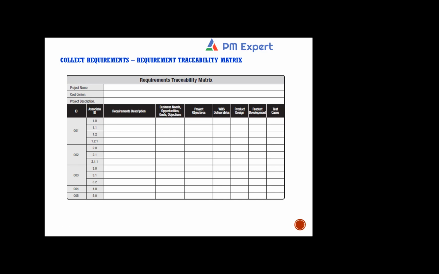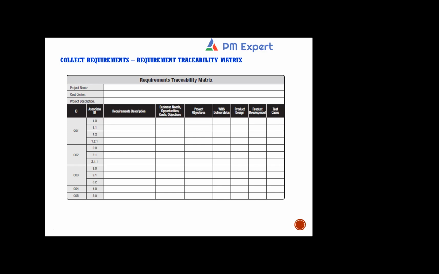So in backward traceability, this matrix is mapping the detail-level requirements with the high-level requirements, and then mapping all the requirements with the business need, opportunity, goals, and project objectives. Now, in forward traceability, every requirement is mapped to a WBS deliverable plus the product design and development components. We have to ensure that every requirement is considered in the deliverable, the design, and the source code. The product development is the source code, a program. And every requirement is tested. This is the forward traceability.